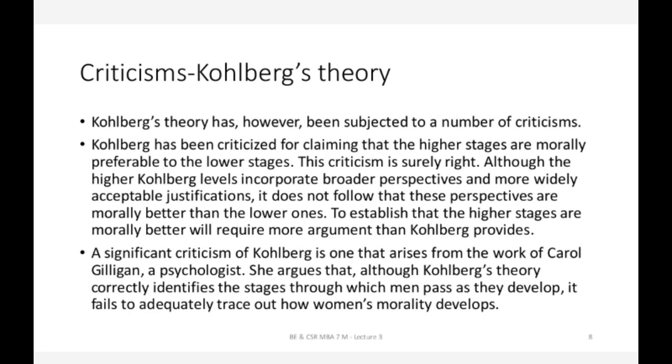A significant criticism of Kohlberg is one that arises from the work of Gilligan, a psychologist. She argues that, although Kohlberg's theory correctly identifies the stages through which men pass as they develop, it fails to adequately trace out how women's morality develops.